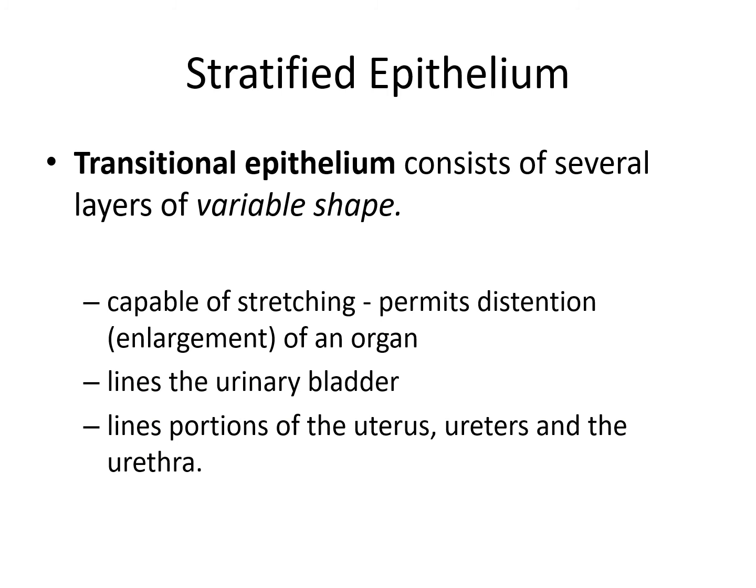Transitional epithelium is stretchy. It permits distension or enlargement of an organ. So we find it lining the urinary bladder, for instance, because the urinary bladder does expand significantly when it fills with urine. We find it lining portions of the uterus, the ureters, and also the urethra.